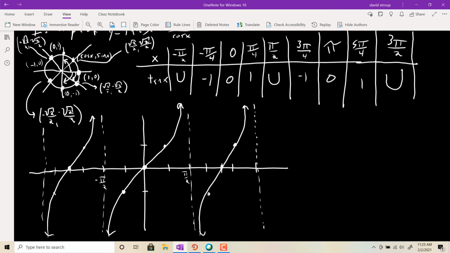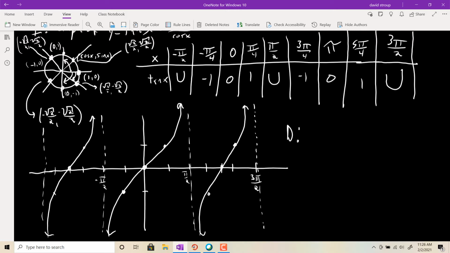So the domain and range. The domain is a little weird this time, right? There's issues at odd multiples of pi over 2. So this would be 3 times pi over 2. 1 times pi over 2 is right here. Negative 1 times pi over 2. Then back here we have negative 3 times pi over 2, 5 pi over 2, 7 pi over 2. All of those are asymptotes.